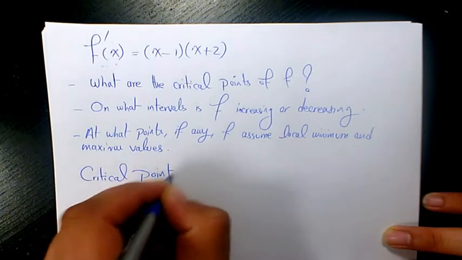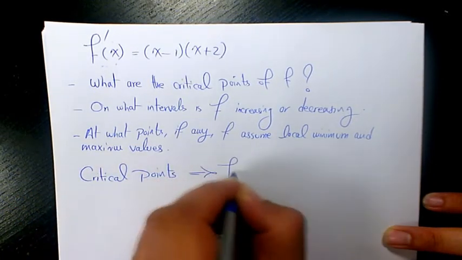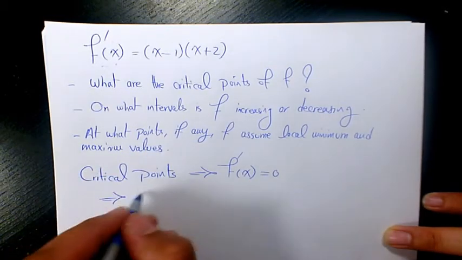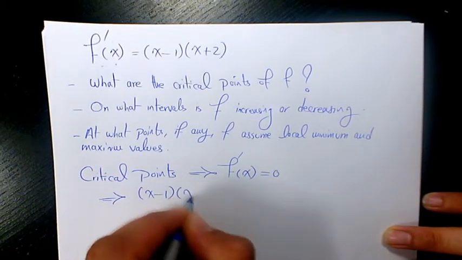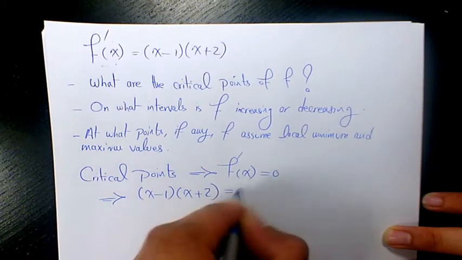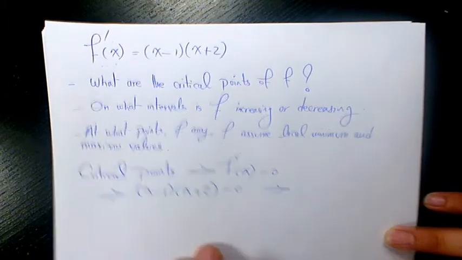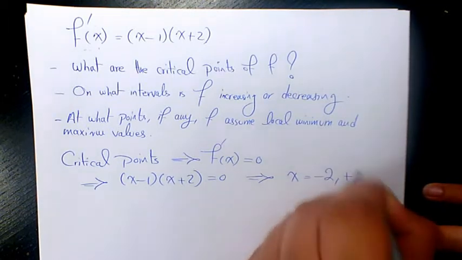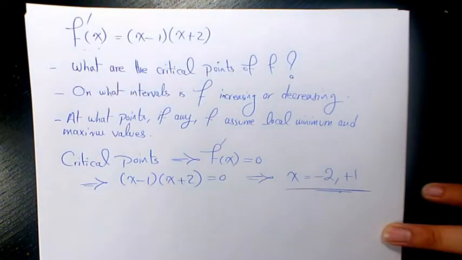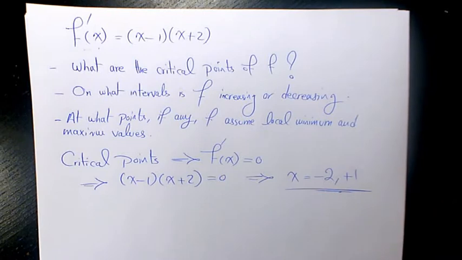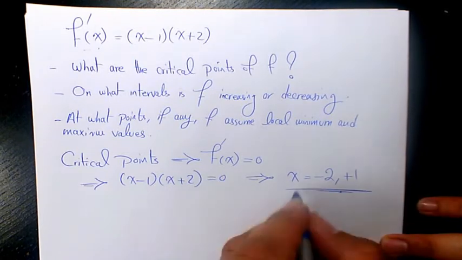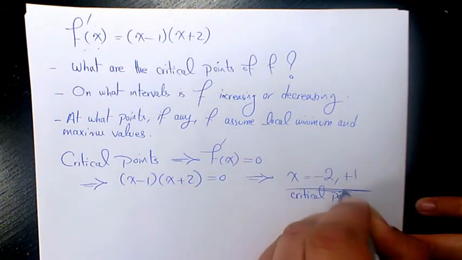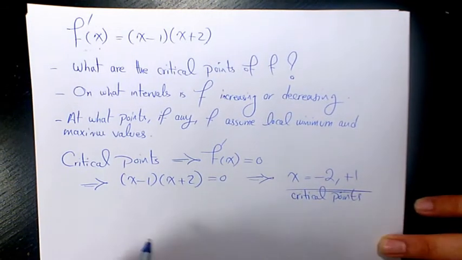are those points that have derivative equal to 0. So it means that x minus 1 times x plus 2 has to be equal to 0, and we will have two roots. One of them is negative 2, one of them is plus 1. So these are going to be the roots and therefore critical points, because these are the roots of the derivative.